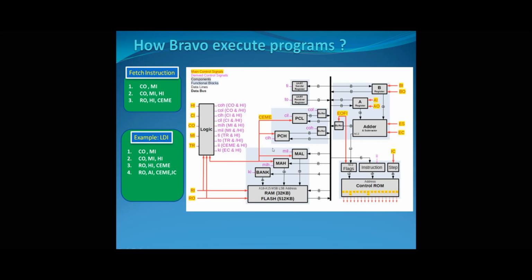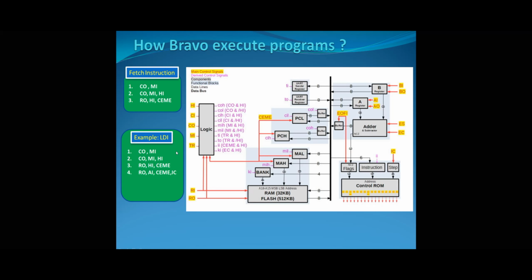So we do a RAM out, put the content of that specific memory address on the bus, and then we have an II signal, or instruction in, which is again a combined signal. You need both HI and CME to be high, so that means that basically we have an instruction in. So this is the fetch instruction in Bravo.